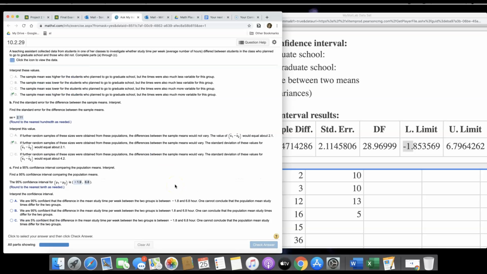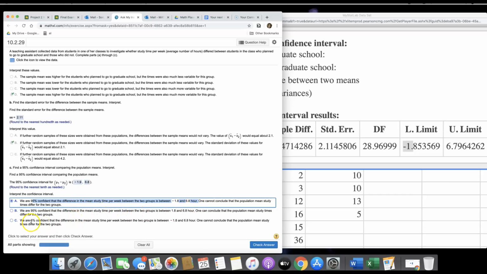Now, if you look at that confidence interval, it goes down to negative and it goes up to positive. What number does it include? It includes 0. And what does 0 mean? 0 means there is no difference. So we'll talk about that soon. But first of all, let's interpret this confidence interval. We are 95% confident that the difference in mean study time per week between the two groups is between negative 1.9 hours and 6.8 hours.